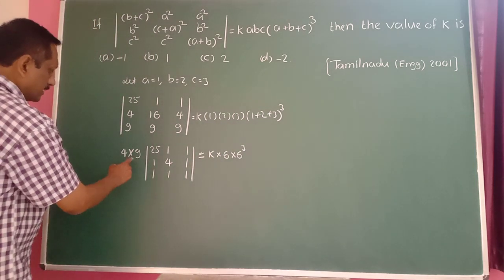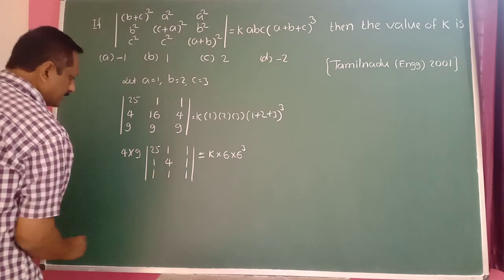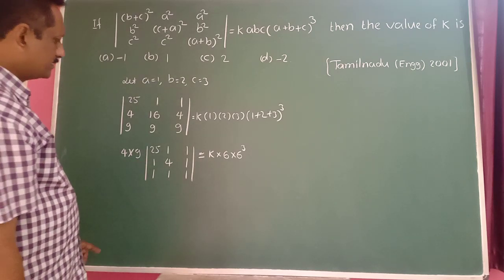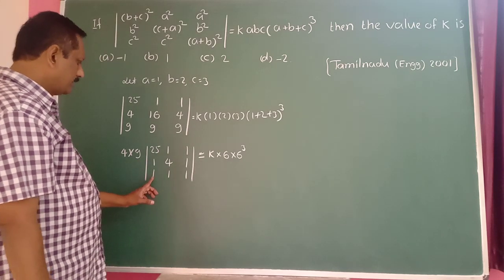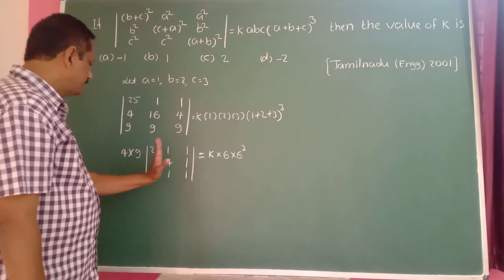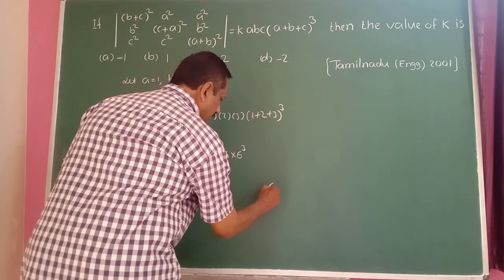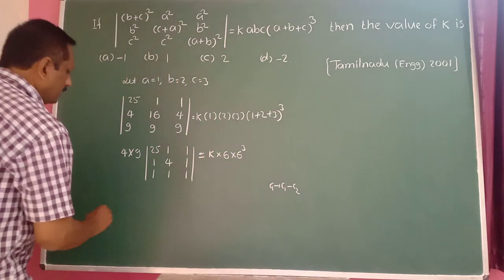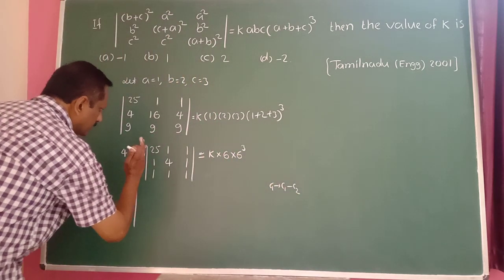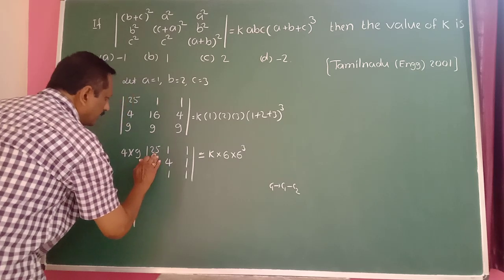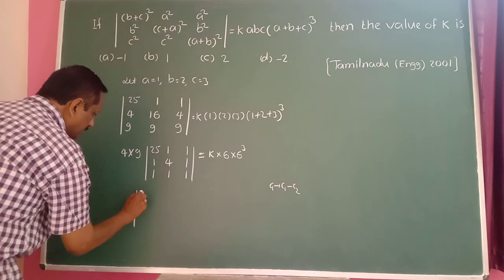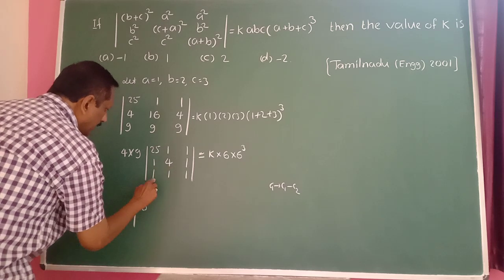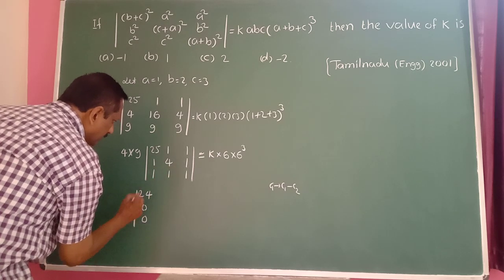Therefore 9 plus 36, take 36 to the right hand side here. And here you can make the terms zeros. This minus this, so C1 gives here C1 minus C2. Therefore determinant of this column minus this column here. 25 minus 1 becomes 24. 1 minus 1 is 0. Again 1 minus 1 is 0.